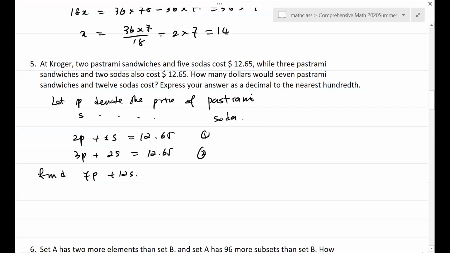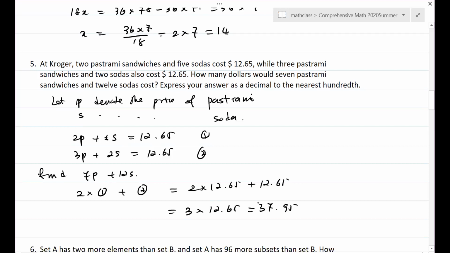Okay, in order to get 7, you have to double the first one. Twice the first equation plus the second equation will give you 7p + 12s, because double of 5 is 10, and 10 plus 2 is 12. So that means you have double of this number plus, right? So you get 2/3 times 12.65. Now if you multiply this out, it'll be 37.95.